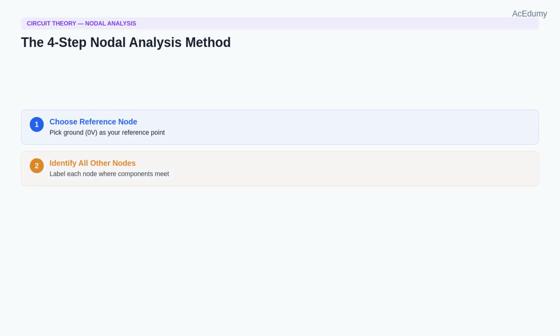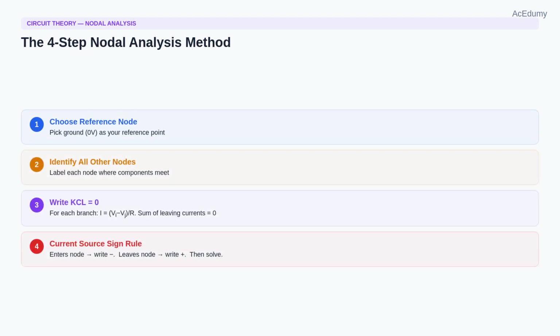Nodal analysis is one of the most systematic methods for solving circuits. The key idea: write Kirchhoff's current law at each node. Express each branch current in terms of node voltages using Ohm's law. Here is the four-step method.